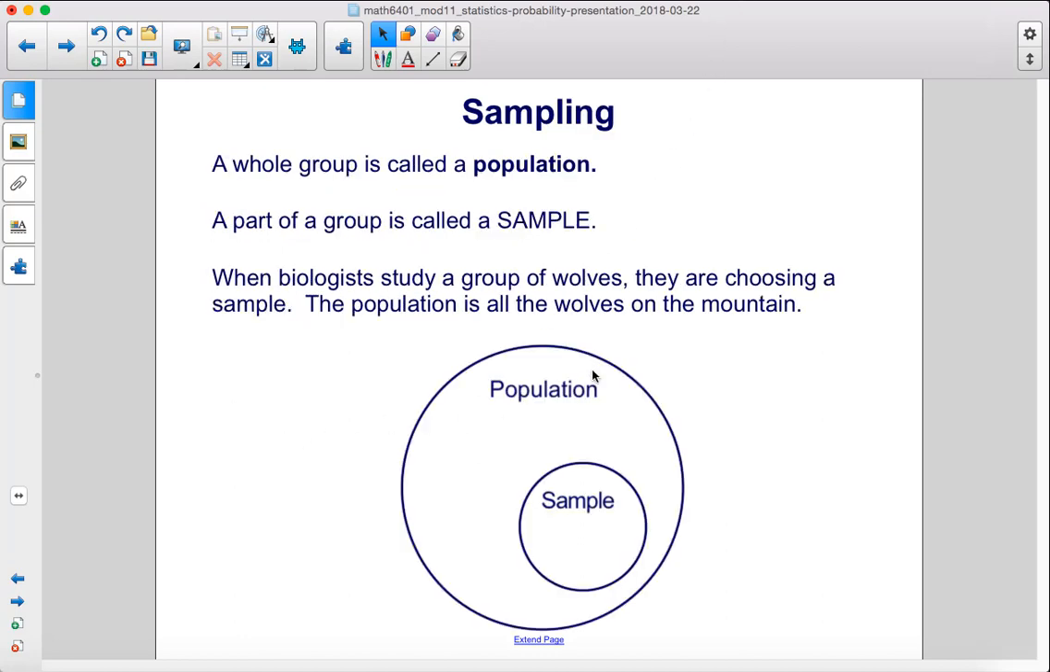A whole group is called a population, this larger circle here. A part of a group is called a sample, this smaller circle inside. When biologists study a group of wolves, they are choosing a sample. The population is all of the wolves on the mountain. The sample is the small group of wolves that they're studying.